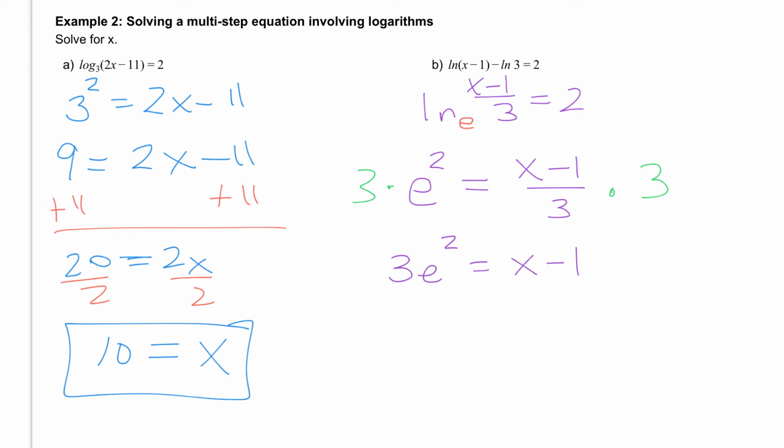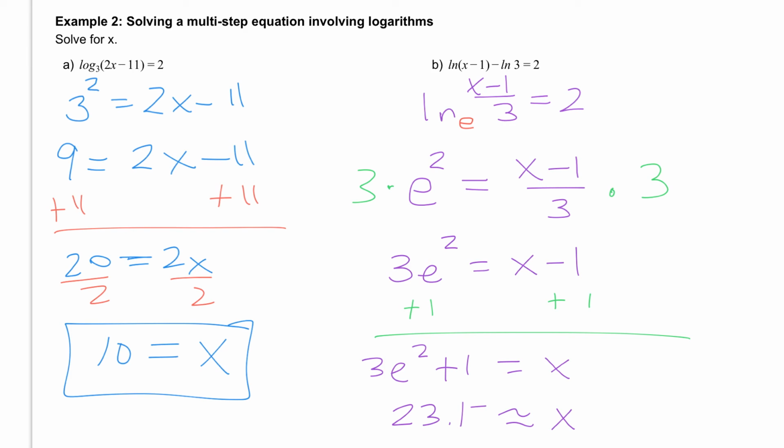And then I need to go ahead and add 1 to both sides. So I end up with 3e to the second plus 1 equal to x. And at this point, I can plug that into my calculator and get an approximation for x, which is 23.17.